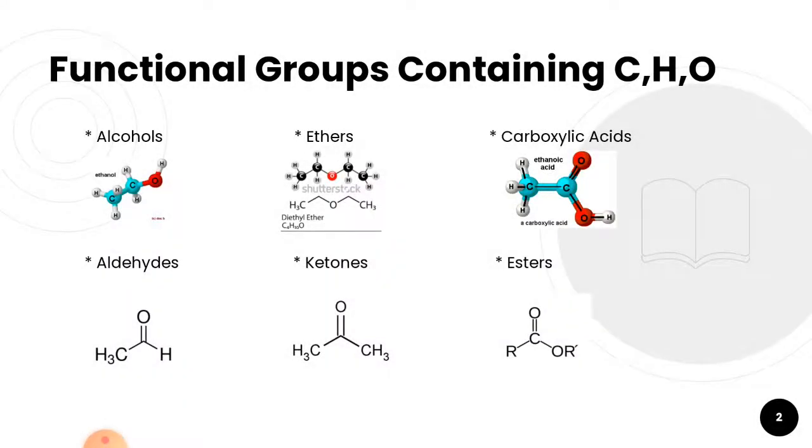So this category contains 6 classes of organic compounds, and those are alcohols, ethers, carboxylic acids, aldehydes, ketones and esters. We have discussed the alcohols and ethers in our previous lecture, and we will discuss the next 4 classes in today's lecture.